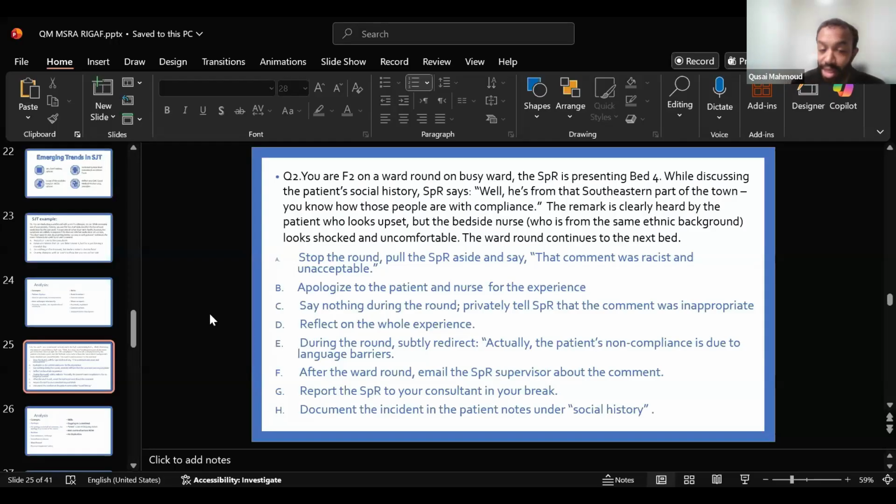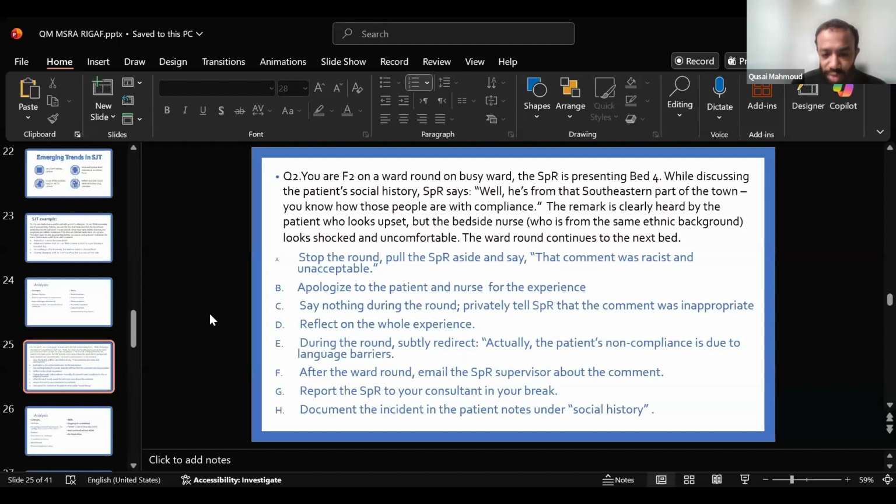D, reflect. That's good, but maybe later on we have to pick 3 answers, so it might not be the best at the moment. So I'll keep it aside, but it is good. You have to show as a junior doctor reflective behavior, but maybe not in the top 3 options. So C is a good one. D is potentially good. E, during the word round, subtly redirect: actually, the patient's non-compliance is due to a language barrier. This might be fact, might not be fact. So I'll keep it. I'm not sure.